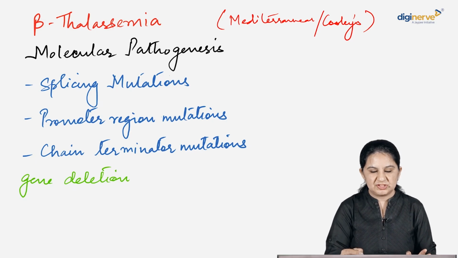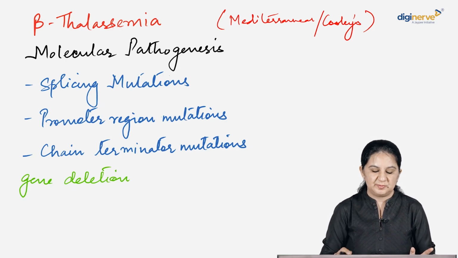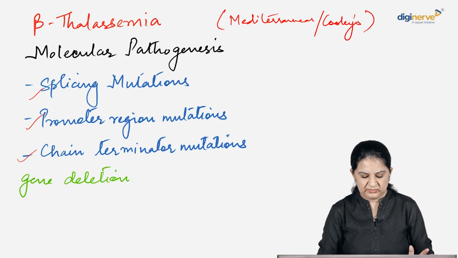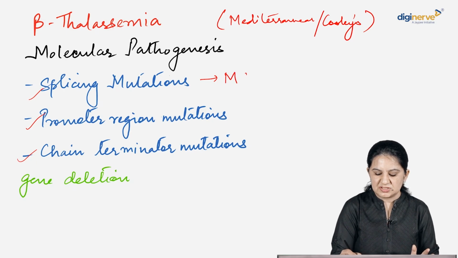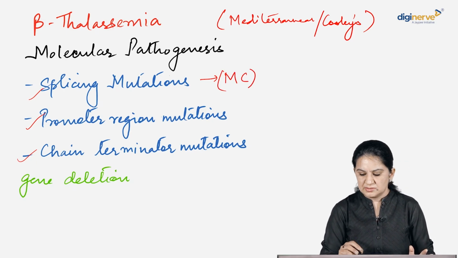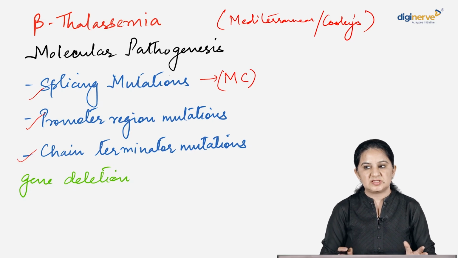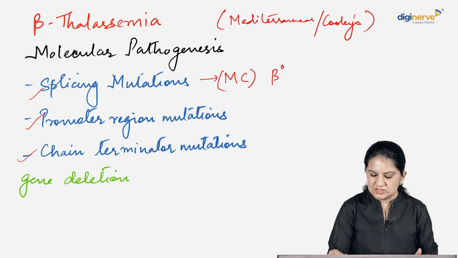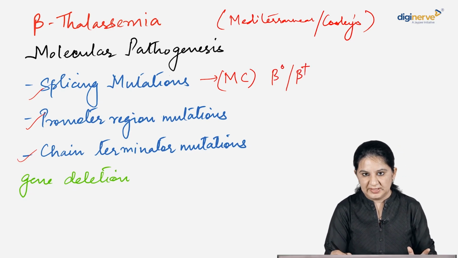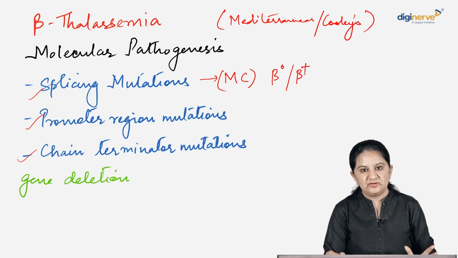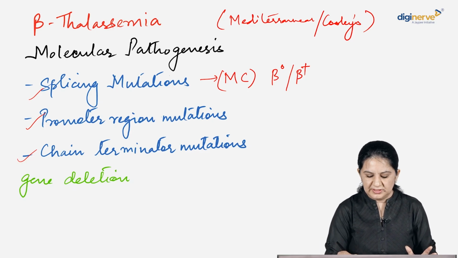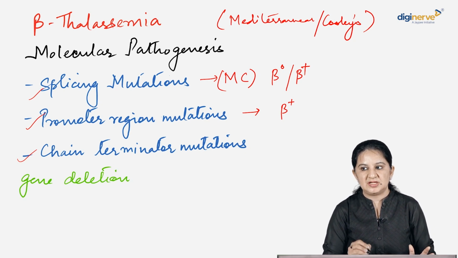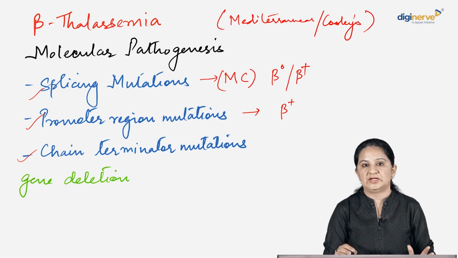Alright. So, more than 100 mutations have been identified. They could be splicing mutations, promoter region mutations, or chain termination mutations. Please remember the splicing mutations are most common. So, depending on whether the splicing site is totally degraded or remains intact, you get beta 0 or beta plus, that is no beta gene or some amount of beta chain synthesis. Promoter region mutation, you get some amount of beta chain synthesis. Chain termination mutation, as the name suggests, there will be termination of beta chains.